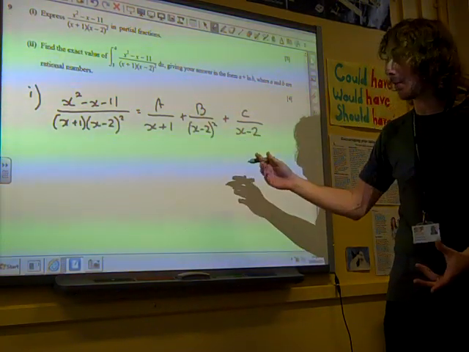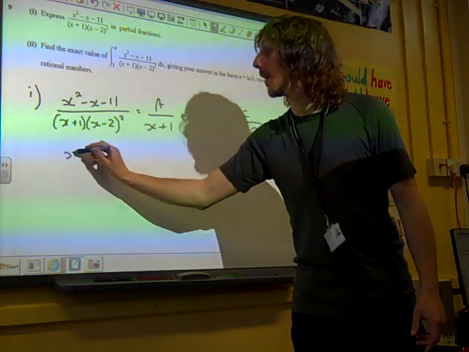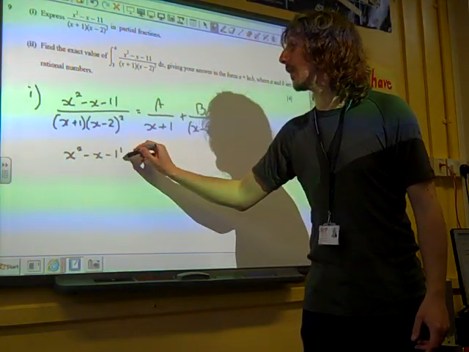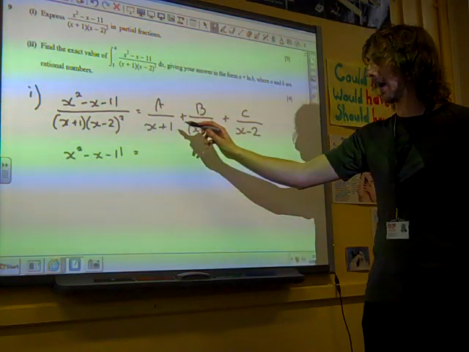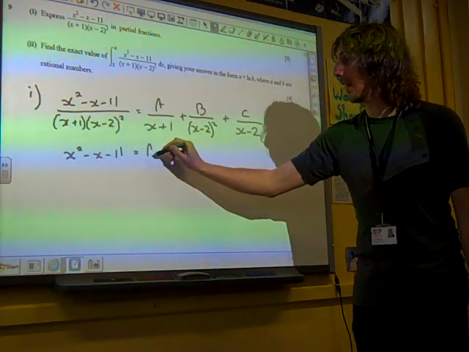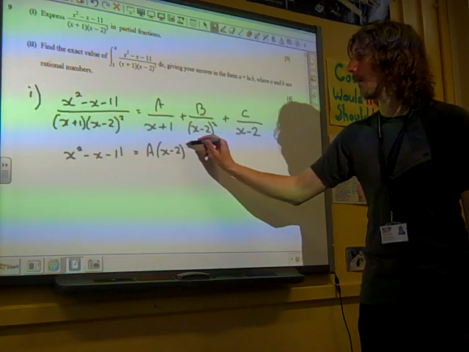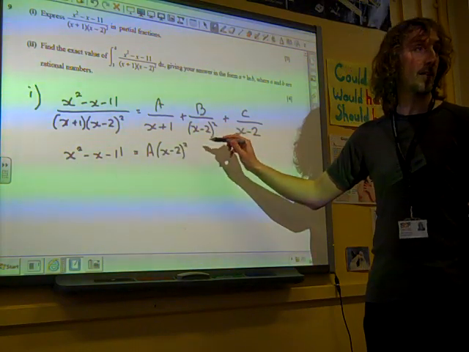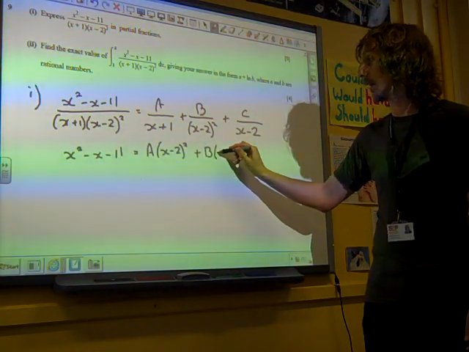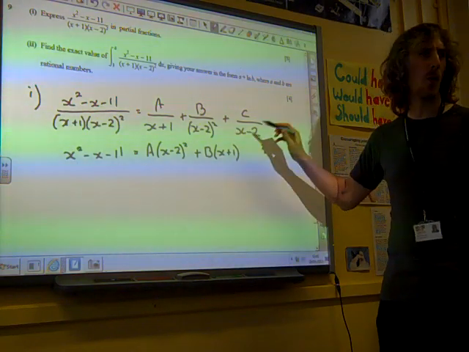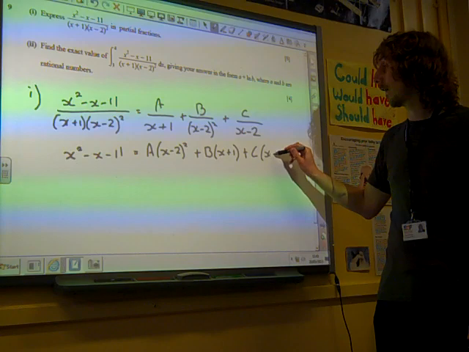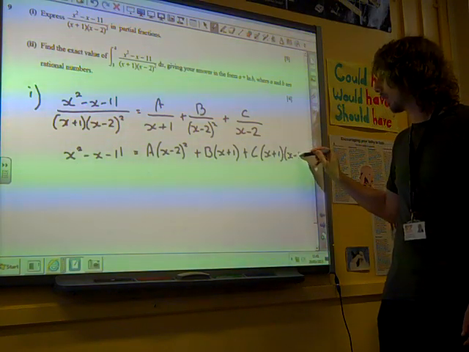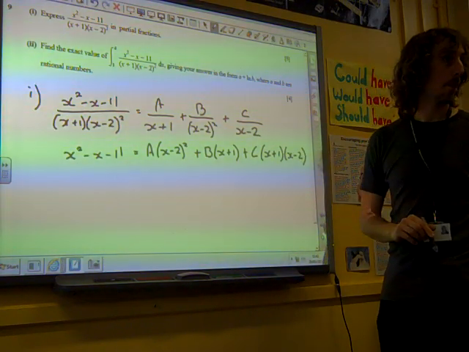Now when we multiply through by the denominator, we get x squared minus x minus 11. Well, what would happen? The x plus 1 would cancel out, so it's a lots of x minus 2 squared. The x minus 2 squared would cancel out, so it's b lots of x plus 1. And one of the x minus 2 brackets would cancel, so it's c lots of x plus 1, x minus 2.